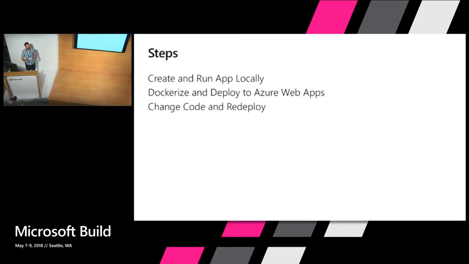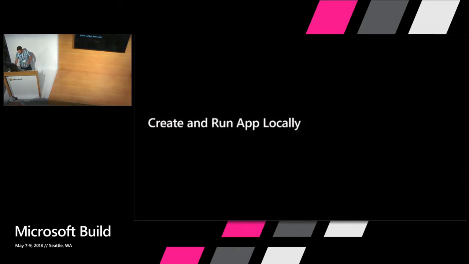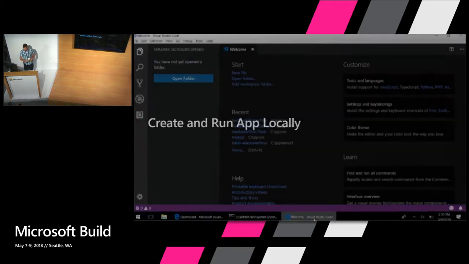So we're going to take three main steps today. First, we're going to create the app and run it locally using Visual Studio Code. Then we're going to Dockerize the app and then deploy that to Azure Web Apps for containers. And then we're going to do a quick change to the code and redeploy so you get a sense of that full end-to-end. So let's dive right in, and we're going to create the app and run it locally.